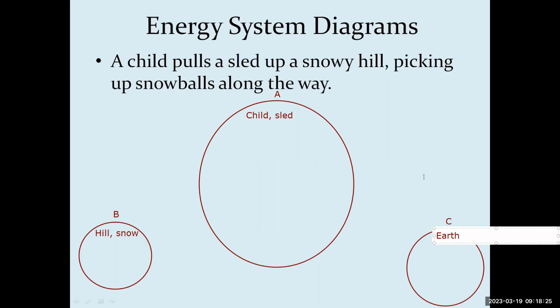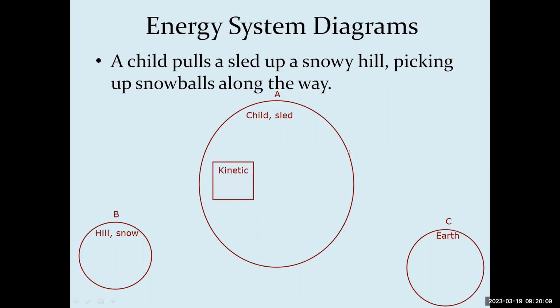Again, I'm trying to construct this energy system diagram to track all the different forms of energy and how they're changing. So the next thing I'm going to do is to draw some little boxes inside of each large circle or oval to represent the different forms of energy that might be going on here. So in system A, I've got a child and a sled. So I certainly could have some kinetic energy from the motion of those things. So I'll go ahead and put kinetic energy. I'll just lump the child and the sled together here.